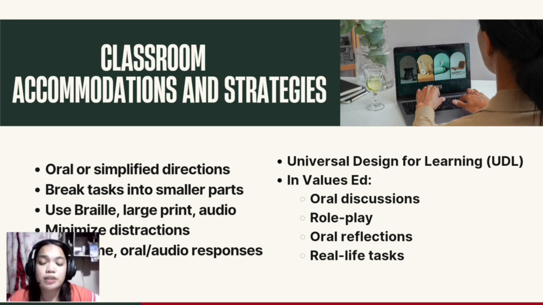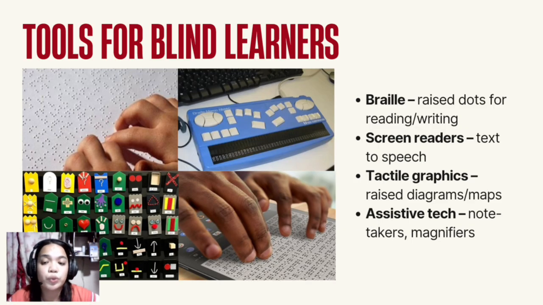So, to make assessment accessible, blind learners use specialized tools. First one is the Braille. Braille is a tactile system of raised dots that allows students to read and write through touch. Screen readers. Screen readers are software programs that convert text into speech or Braille.